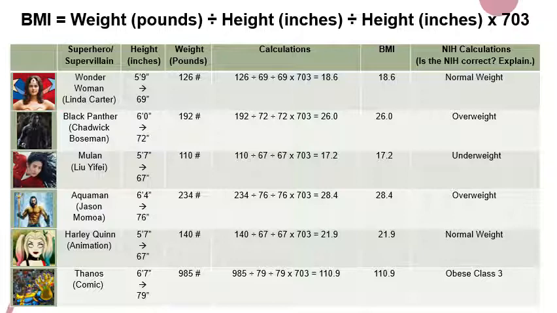All right, let's calculate her BMI. 126 pounds divided by 69 inches divided again by 69 inches times 703 equals 18.6. That's her BMI. So when you look at where she is in her BMI, she is considered normal weight. Do you agree or disagree?